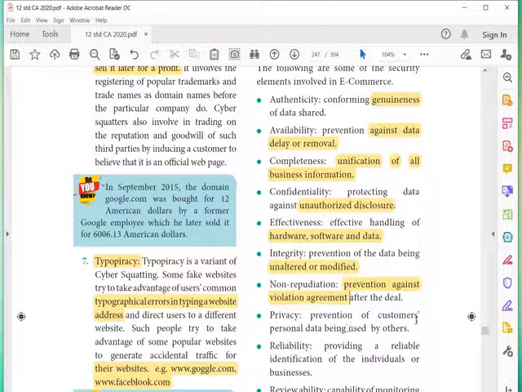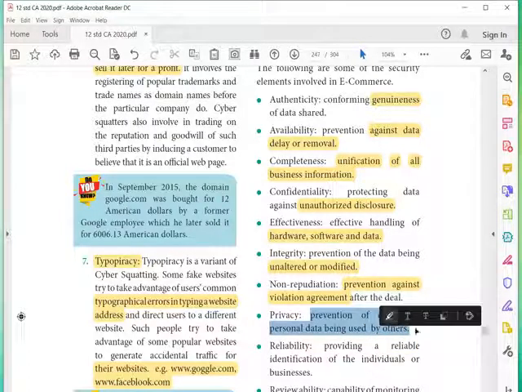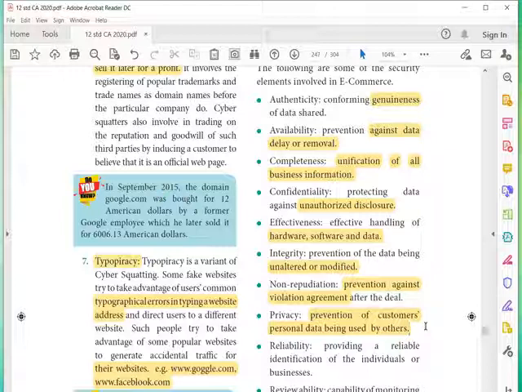Then privacy, prevention of customers' personal data being used by others. For example, if a cell phone servicing company is getting our Aadhaar card or our address proof for SIM activation, that data should be protected. That is the privacy. It should be protected by them. That is their own risk of prevention. They should have that ethics to do that.